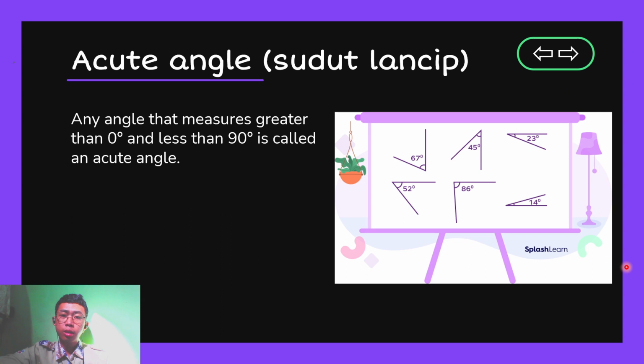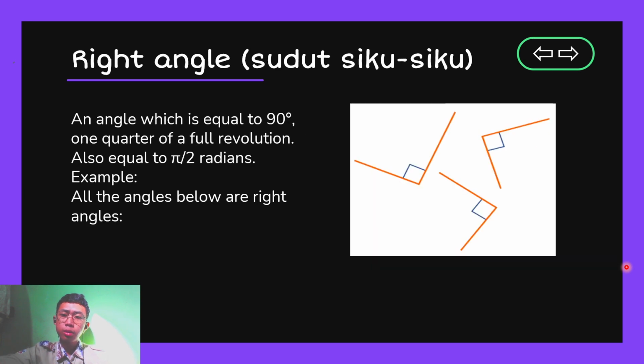Acute angle. In bahasa sudut lancip, any angle that measures greater than 0 degrees and less than 90 degrees is called an acute angle. Right angle. In bahasa sudut siku-siku, an angle which is equal to 90 degrees, one quarter of a full revolution, also equal to pi per 2 radians.